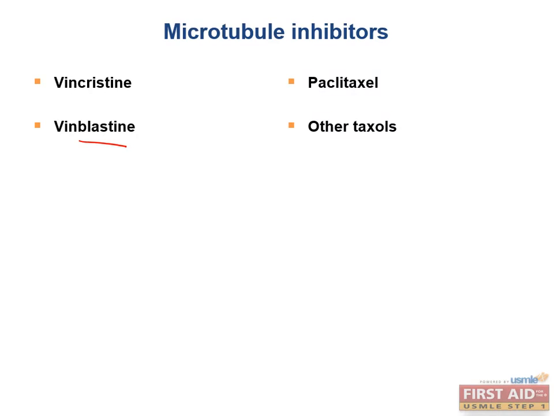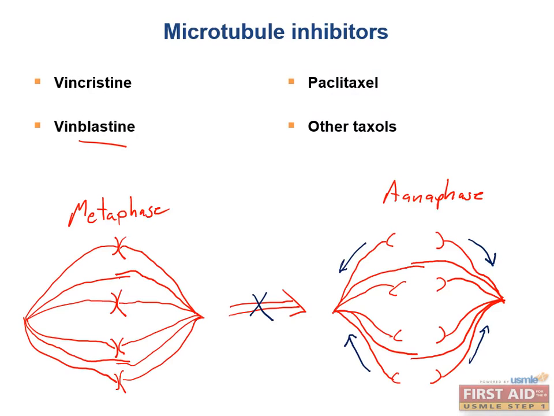The taxols, like paclitaxel, work by hyperstabilizing the polymerized microtubules so that the mitotic spindle cannot break down. This means that cells cannot progress from the metaphase to the anaphase. Taxols are useful in ovarian and breast carcinomas. Toxicities include myelosuppression, alopecia, and hypersensitivity.